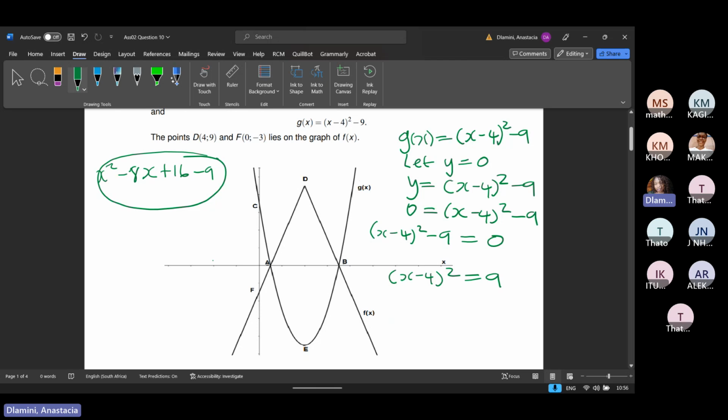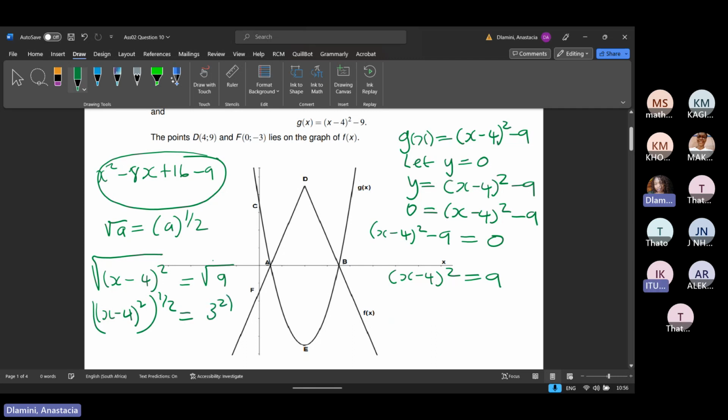Because taking the square root, the square root of a is the same as a to the power of half. So what we are saying here is we are taking the square root of (x minus 4) squared. Remember what we said: what you do on the left hand side, you also do on the right hand side. So this is the same as (x minus 4) squared to the power of half. This is the same as 3 squared to the power of half, right?